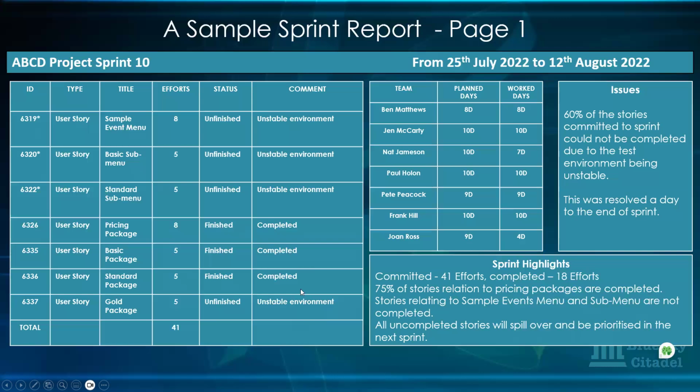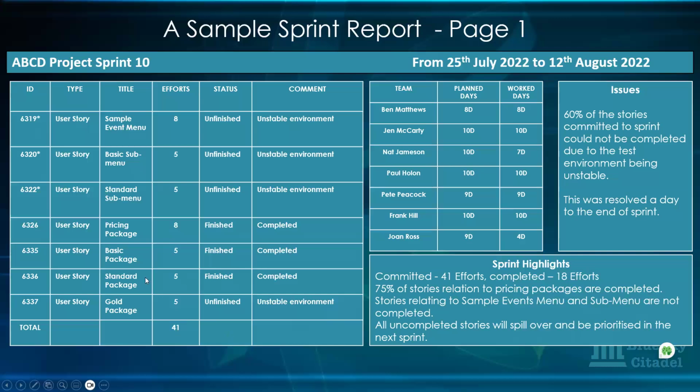And then the other ones, you can see that they were completed. Also, if you look at the ones that are affected by the unstable environment, you can see that they are similar ones. They are the ones that have to do with the menu, the sub menu. But the pricing packages themselves, they were able to complete that, except the last one that wasn't completed. Okay, and then you can see the total effort that was used during that sprint. So all that is there, and you can see that it has been sectioned out very well.